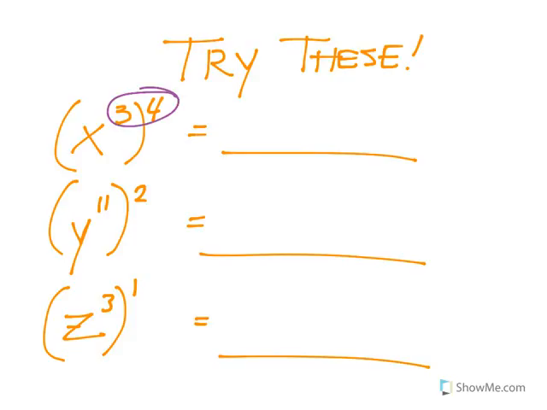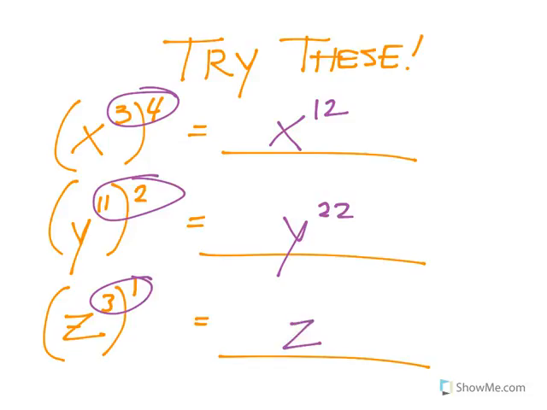Alright, first one, 3 times 4, power to the power, x to the 12, y to the 22nd, and z to the 3rd. That's power raised to a power.